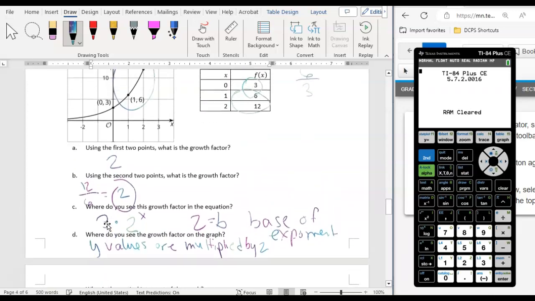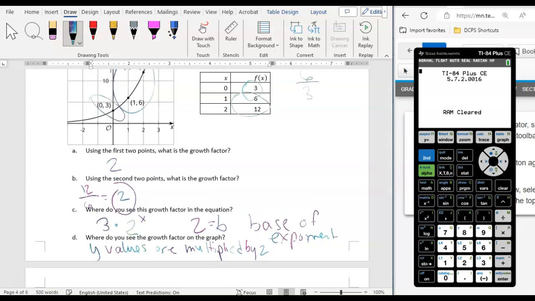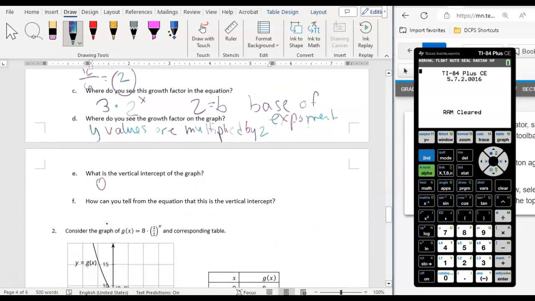It says, what is the vertical intercept of the graph? So that is right here, and that is 0, 3. And we can tell from the equation that this is the vertical intercept because it is the value for a when x equals 0, or the starting amount, then y equals 3.